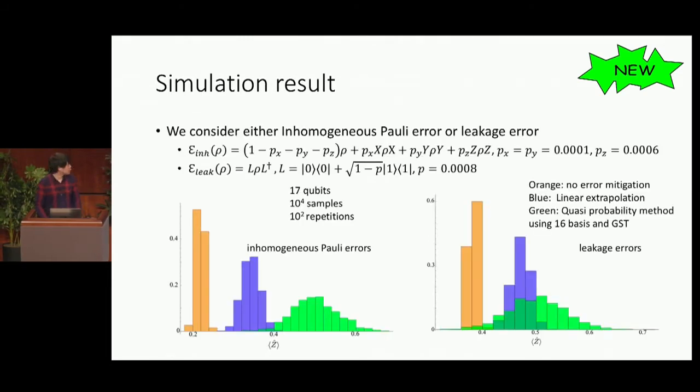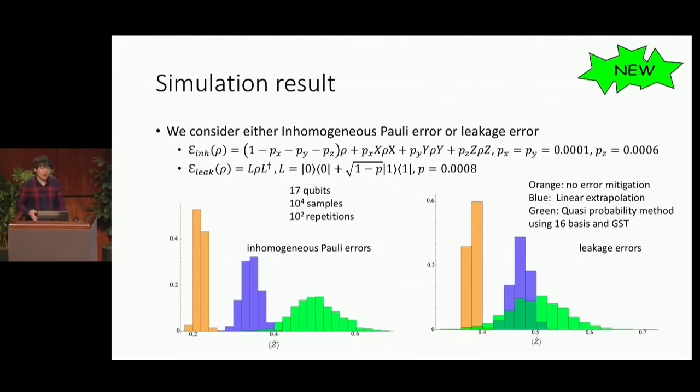So here is the simulation result. We consider two different noise models. One is an inhomogeneous error, while the other is a leakage error. So in the inhomogeneous error, the probability of having X, Y, Z errors is 0.1, and the other is 0.006. And so why do we choose this probability? This is because this error rate is what we can achieve currently in experiments. While in fact, we assume the same error rate for all gates.